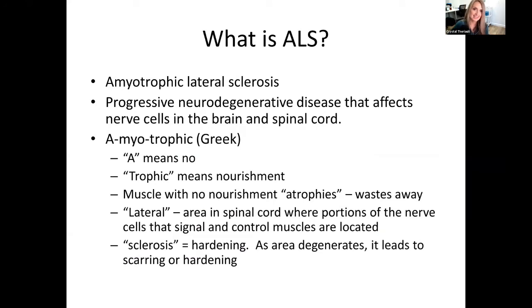So what is ALS? Amyotrophic lateral sclerosis. It is broken down into Greek meanings. A means no, myo stands for muscle, and trophic stands for nourishment, so no muscle nourishment. Lateral just refers to the area of the spinal cord where the nerves are sent out, and sclerosis equals hardening. So as the nerves degenerate, it leads to scarring or hardening. You may have heard of multiple sclerosis or a lot of diseases where that sclerosis means hardening.